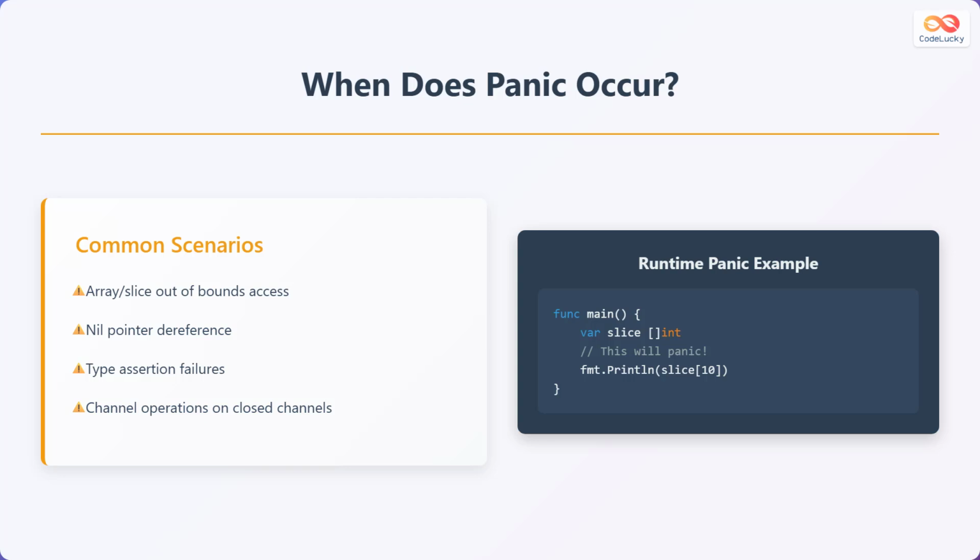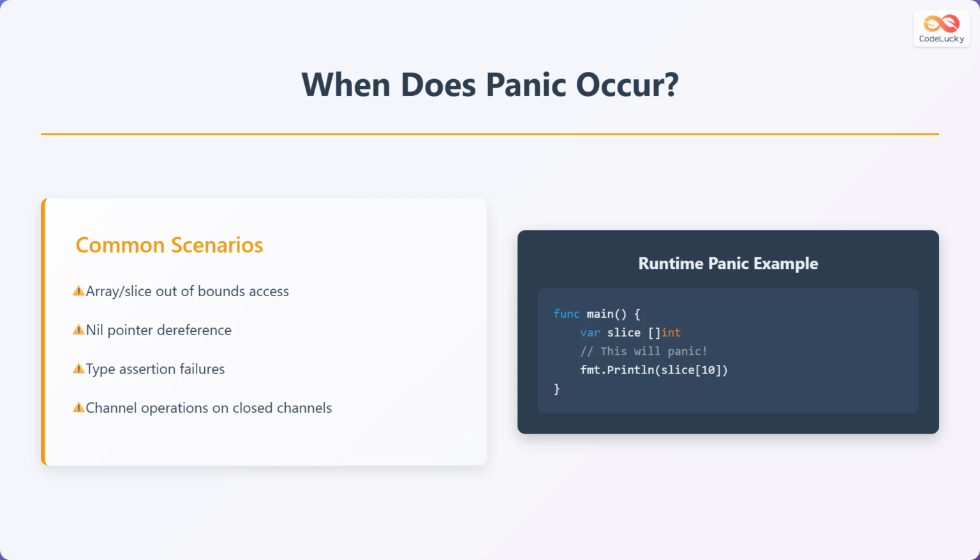So when does a panic occur? Here are some common scenarios. Panic can occur when trying to access an array or a slice outside of its bounds, when attempting to use a nil pointer, when a type assertion fails, and when performing operations on closed channels.